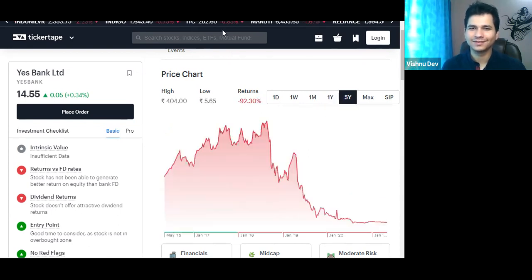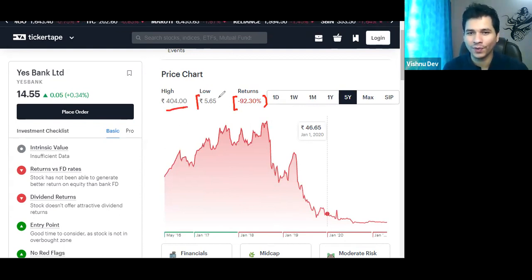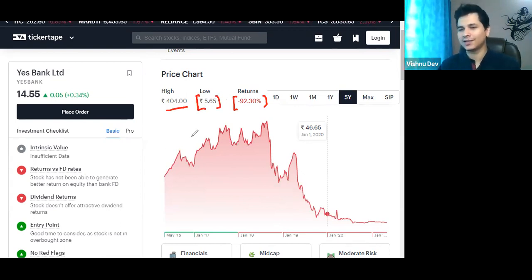Sir, loss. Full loss. Money gone. Forget about this. See, it was at 404 rupees, and it went as low as 5 rupees. Think about it. Means the whole amount, right? Whatever you invested, everything is ruined, everything is destroyed.